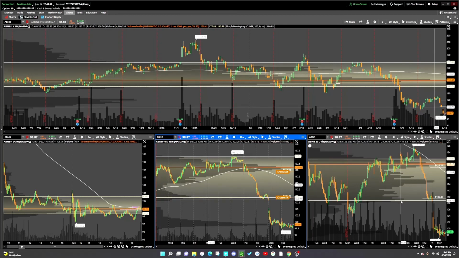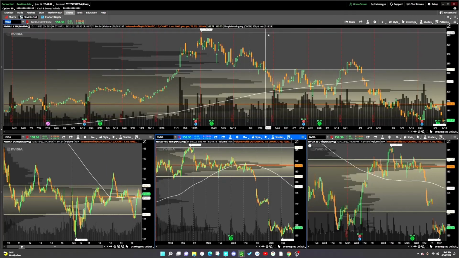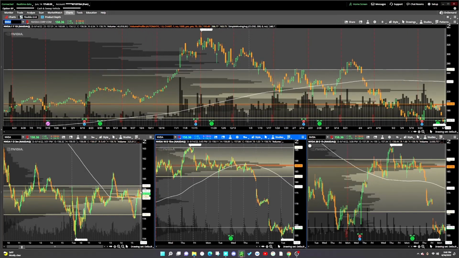Okay. So those are the levels that I'm looking at for that. Now our last one will be Nvidia. Nvidia did have the bullish activity on it.